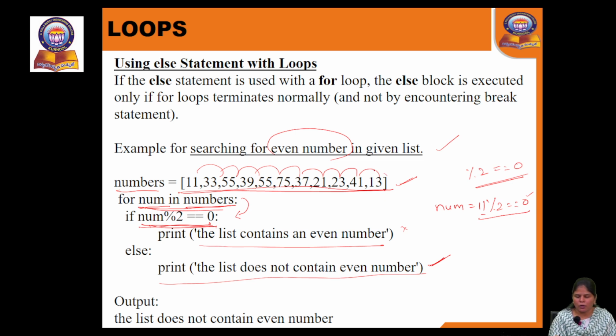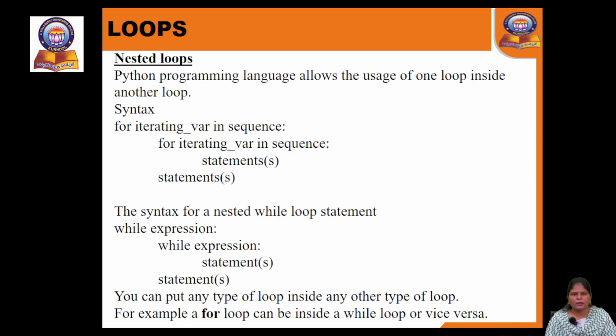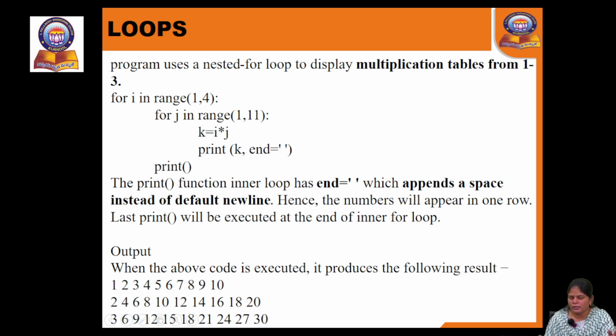So after all these values are checked with this condition, as all are not divisible by 2, it goes to the else part and prints that the list does not contain an even number, right? So a loop within another loop, we call it a nested loop.